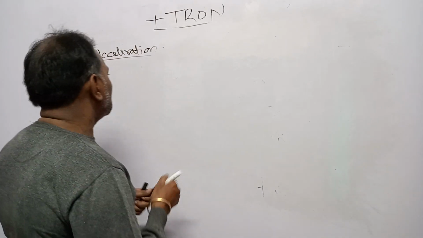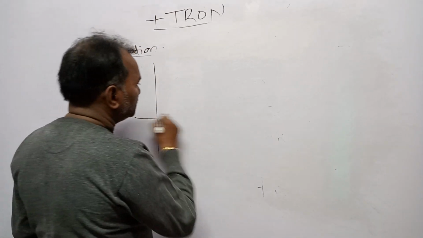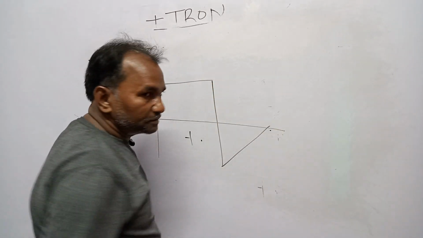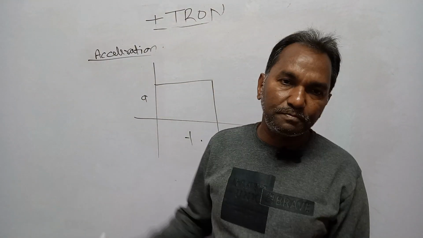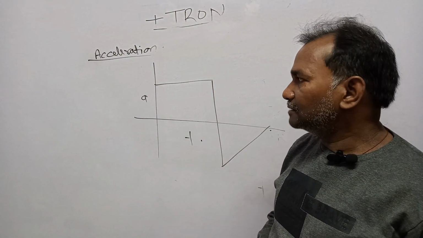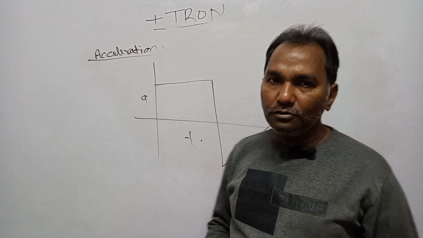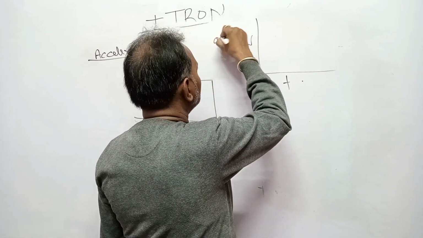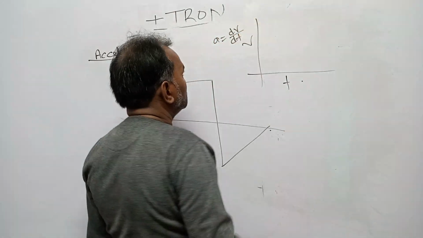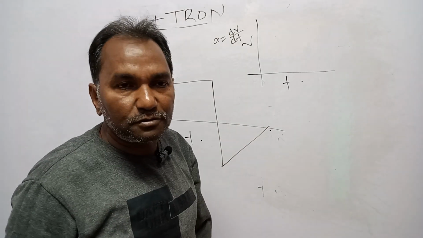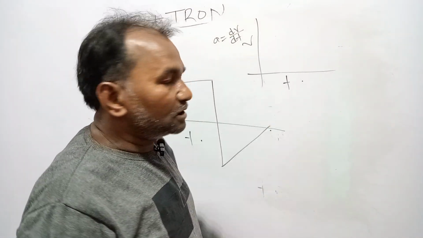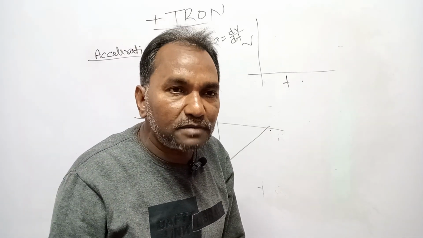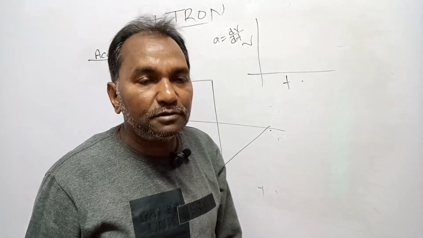Dear student, let a graph be plotted between acceleration and time, like so. I told you that if the graph is between velocity and time, then acceleration is dv upon dt, which means you have to differentiate the velocity with respect to time. So acceleration is the slope of the tangent drawn on a graph between velocity and time.